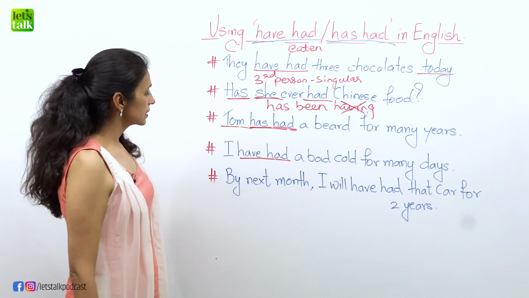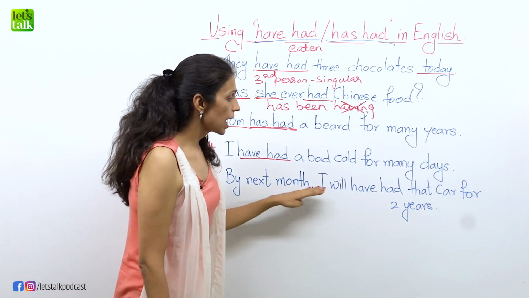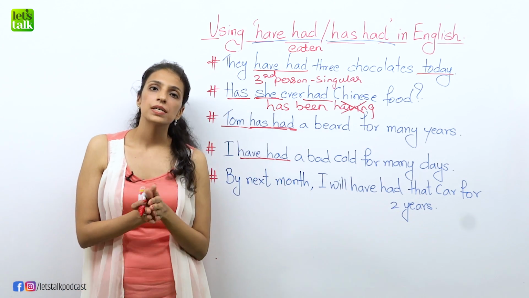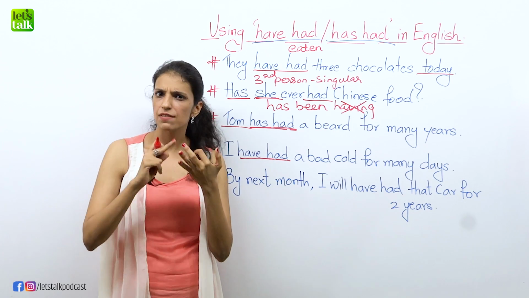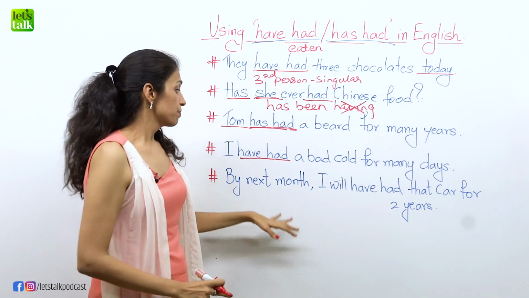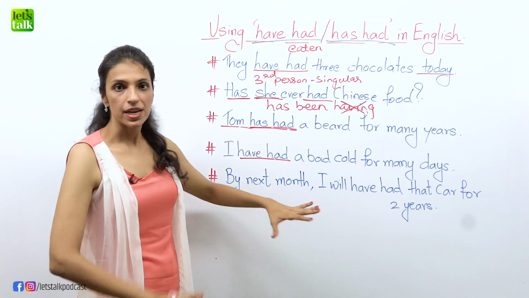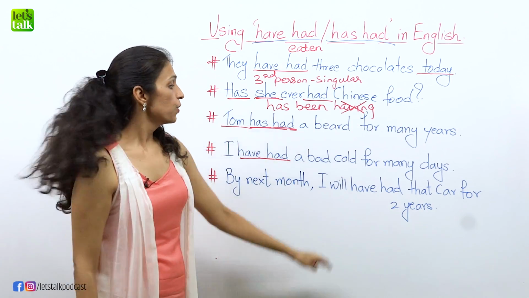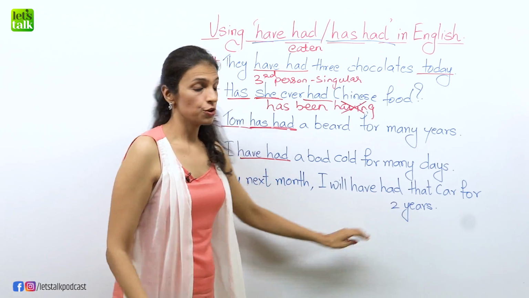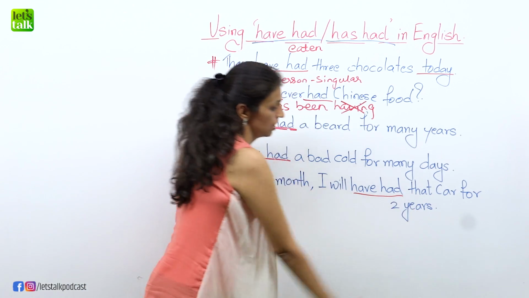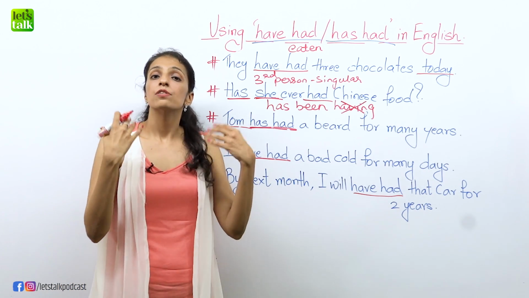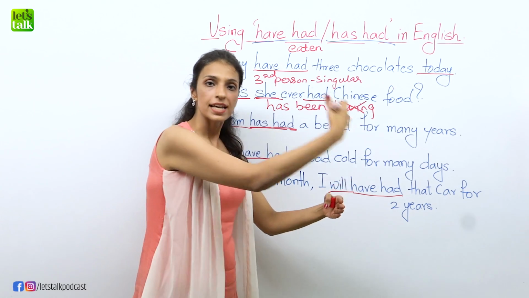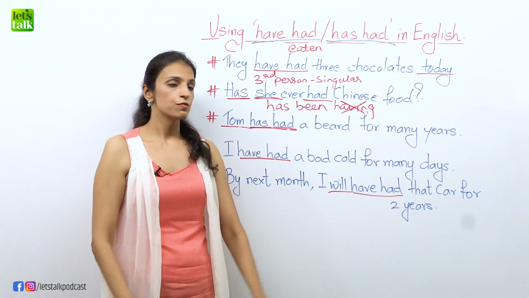Okay, and my last example, by next month I will have had that car for 2 years. Now supposing this month I completed 1 year and 11 months using the car. Okay, but by next month, if you see, by next month I will be completing 2 years. So I'm going to tell you I will have had. Now I have used have had. Okay, but here I'm giving you an example of a future perfect tense. So I say I will have had. So by next month I will be completing 2 years of owning this car.